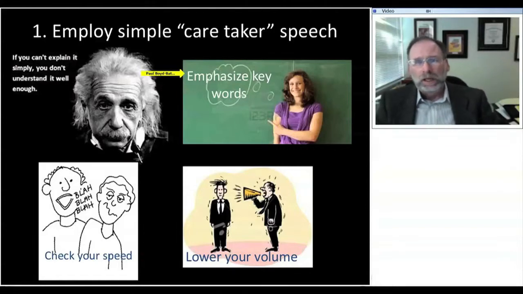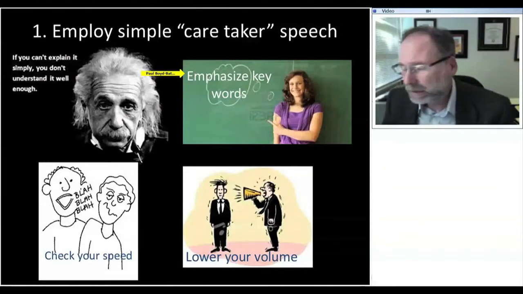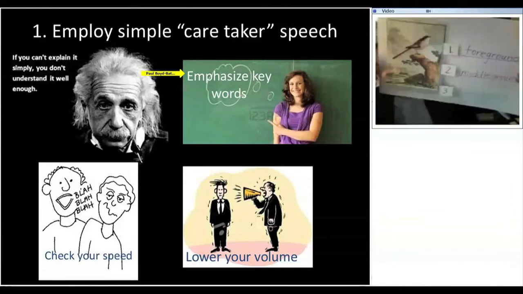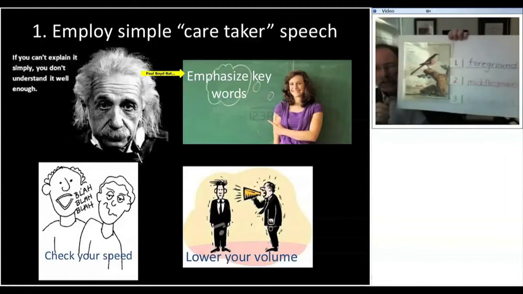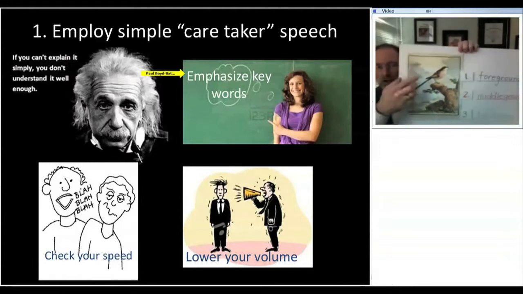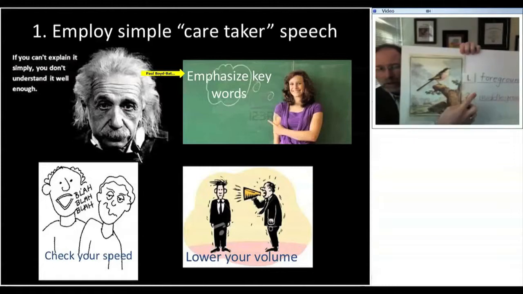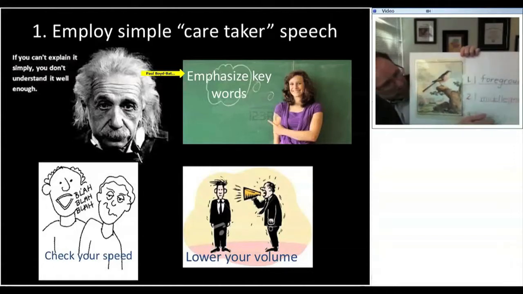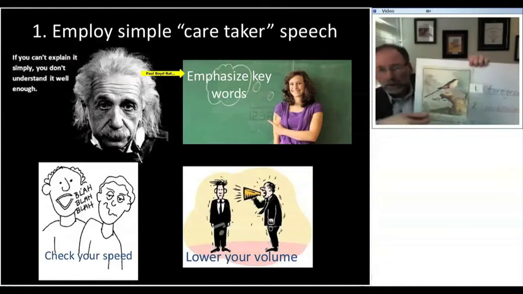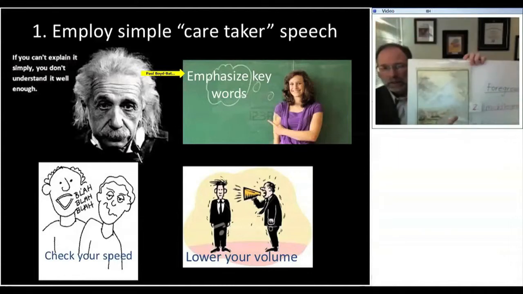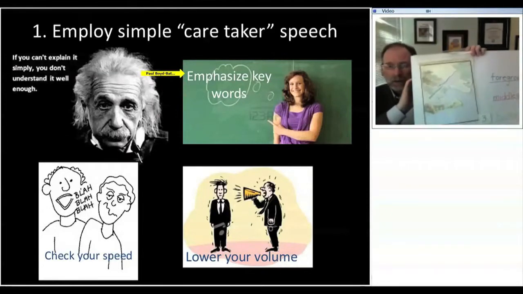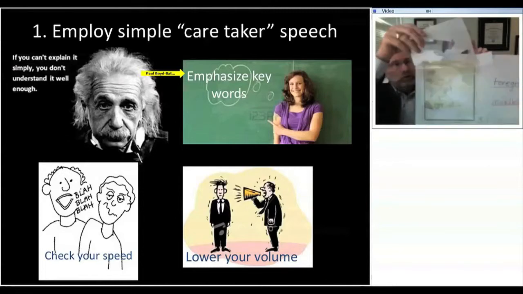Also, emphasizing key words, and I'd like to show you one quick example. I'm going to hold this up. I hope you can see this. This is one way to emphasize key words. This is a picture of a bird in an art lesson showing foreground, middle ground, and background. And look at how this was done. Here's the foreground. I'm going to lift that off. Here's the middle ground. I'm going to lift that up. And there's the background of the picture. Let me show that again.